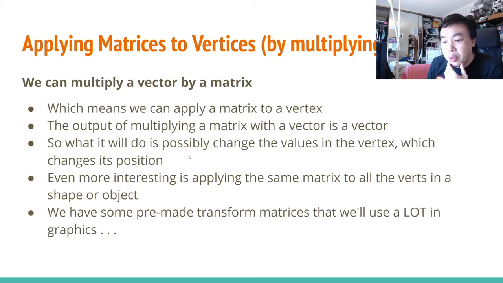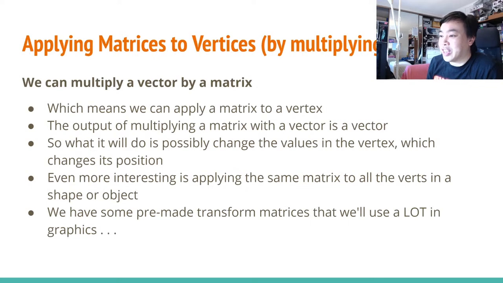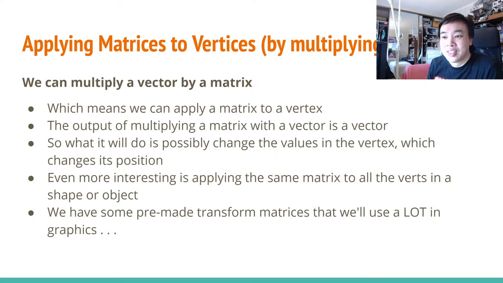So we have some pre-made transform matrices, some particular setups, and we're gonna be using them heaps in graphics. So you may have heard of this kind of holy trinity of transforms called scale, translate, and rotate. Anyone that's used stuff like, I don't know, SketchUp or even Photoshop and stuff like that, you're going to have seen scale and rotate and translate because it works in two-dimensional and three-dimensional situations.